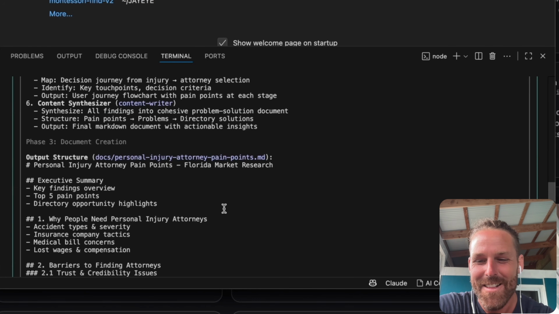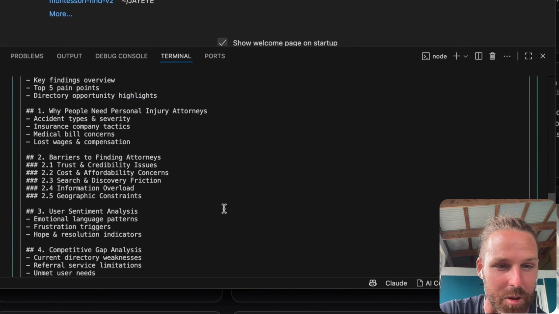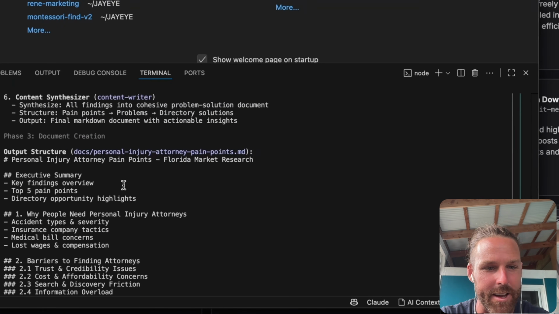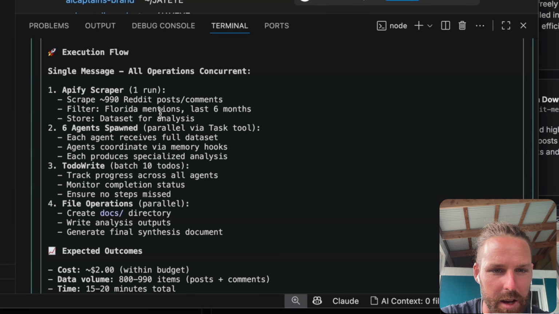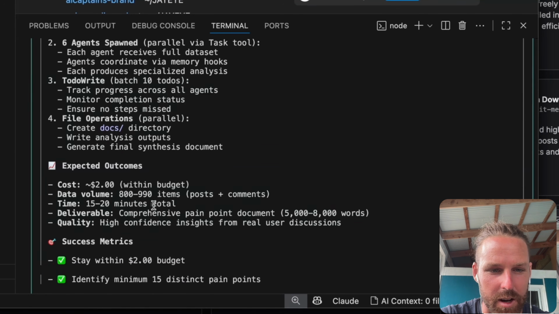Wow. See how it's going above and beyond. I was like, just look at Reddit and give me an idea of what's going on. And it's going to go all the way. And then this is what it's going to look like. It's going to have a full outline here. And then it knows, it's going to run 990 Reddit posts. It's going to cost $2.